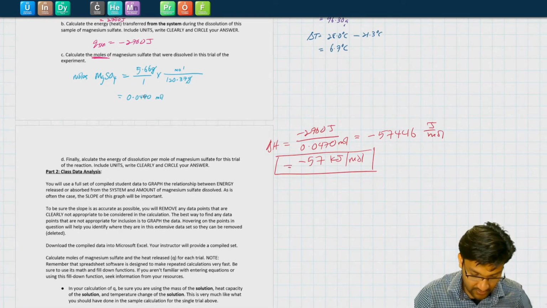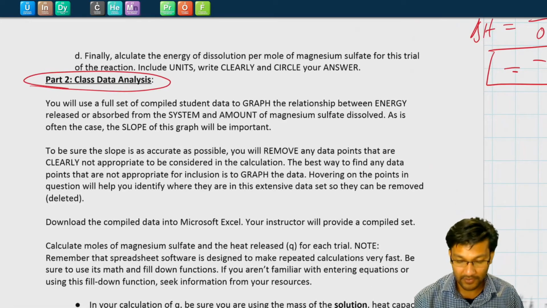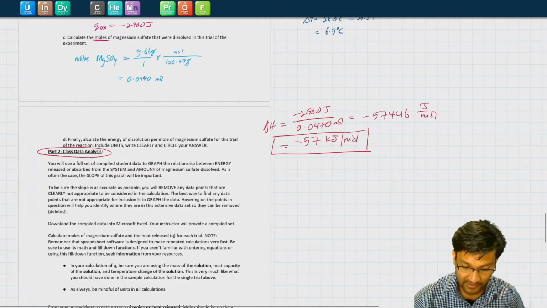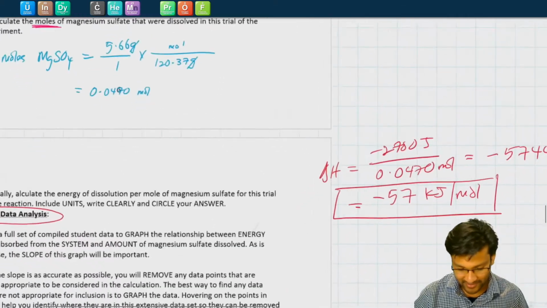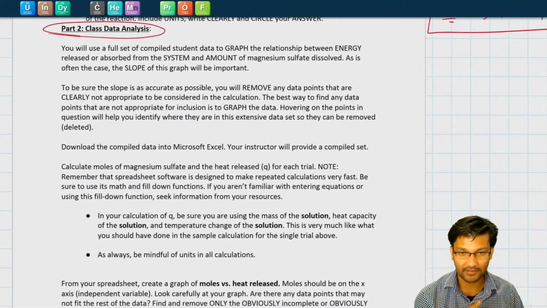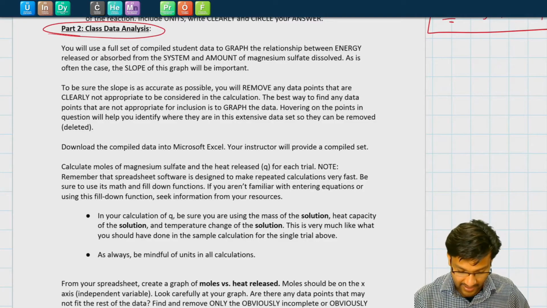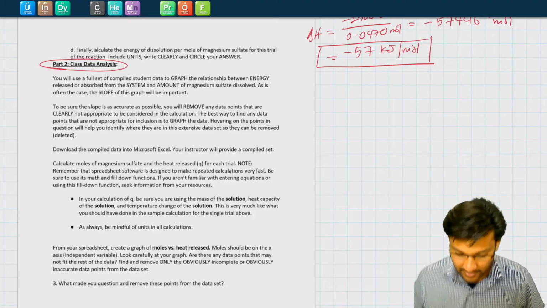The next part of this lab is to analyze the data from the entire class. So you need to do all of these calculations all over again for every single person's trial. Good luck. No, we're not going to leave you there, because we're going to use Excel to make this very easy. And this is the important part if you're not very comfortable using formulas in Excel.